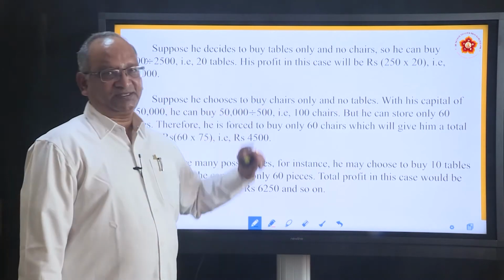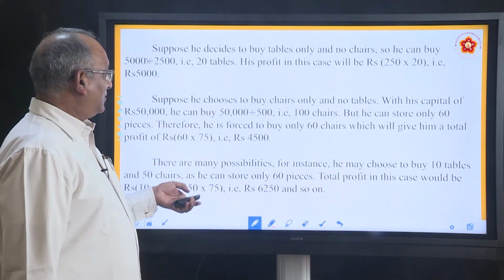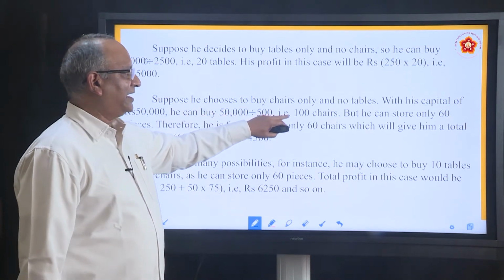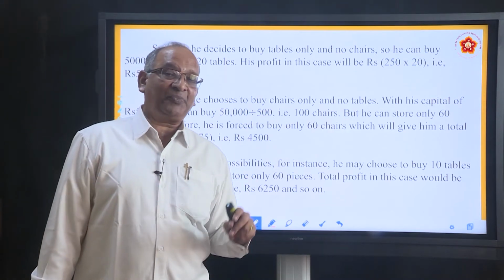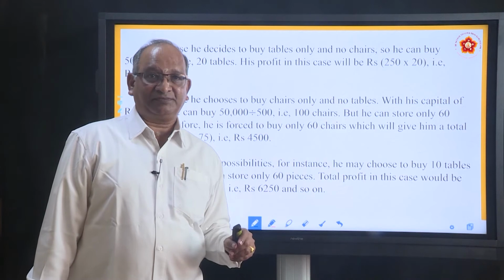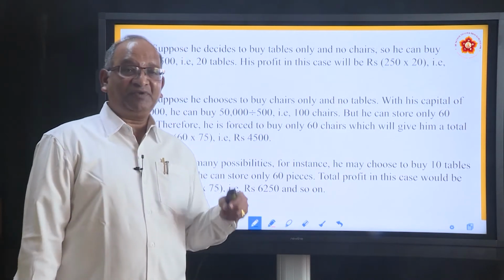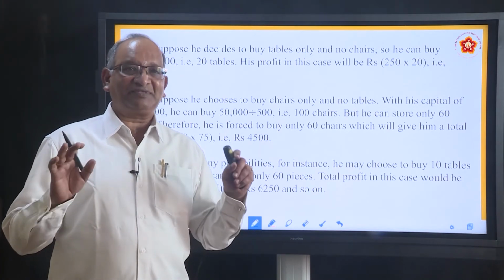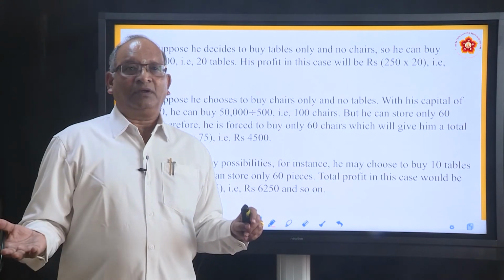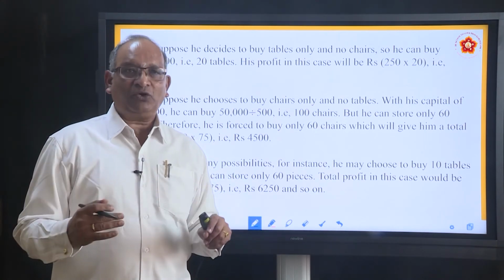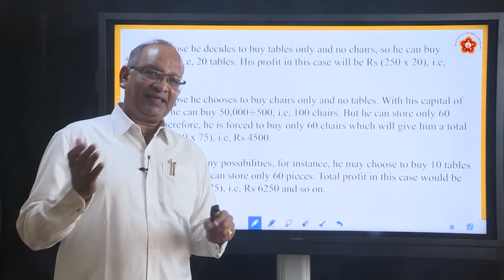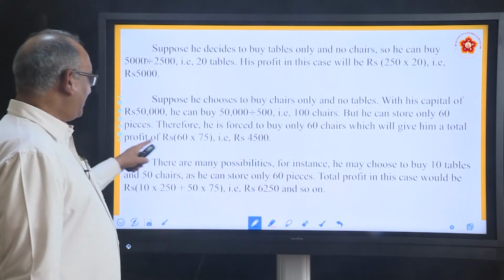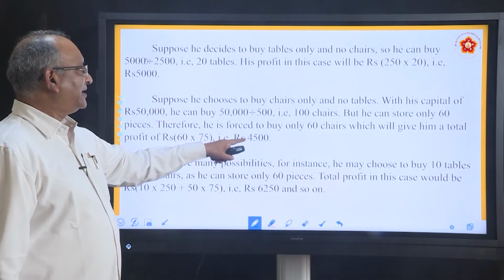Suppose he chooses to buy chairs. What is the cost of the chair? 500 rupees. So how many chairs can he buy? 50,000 divided by 500, he can get 100 chairs. And what is the profit on each chair? 75 rupees. So how much will he get? He will get 7,500. But the storage capacity is only 60. Even though he can buy 100 chairs, he has no capacity to store them. So he has a constraint that he can buy a maximum of 60 chairs only, which will give him a total profit of 60 into 75, that is 4,500.